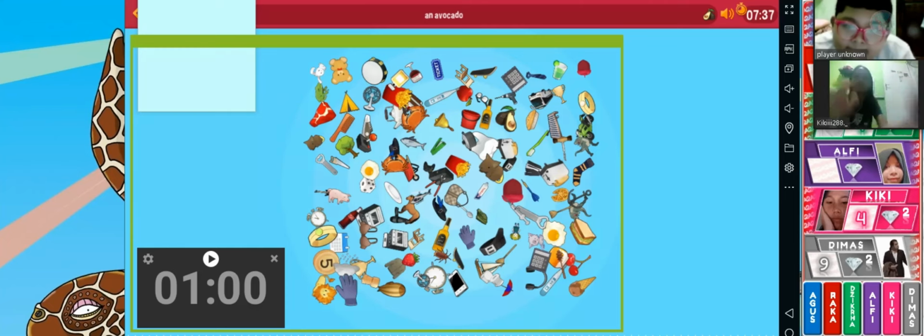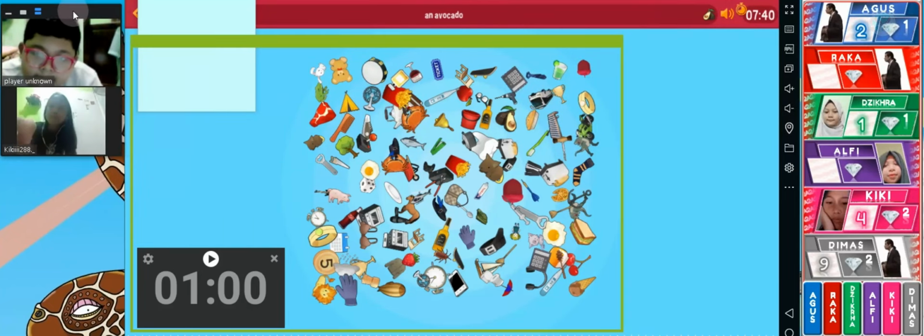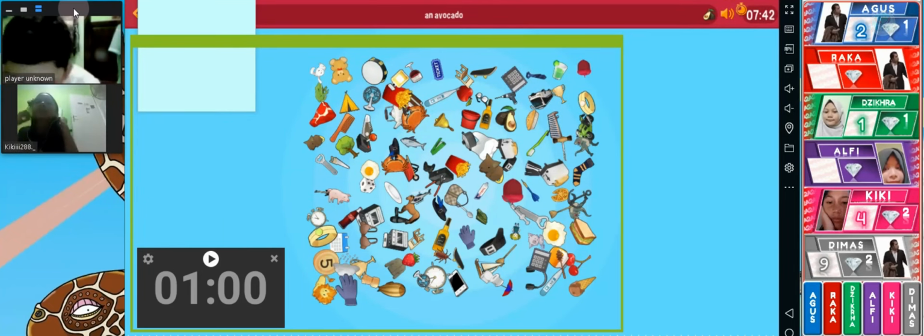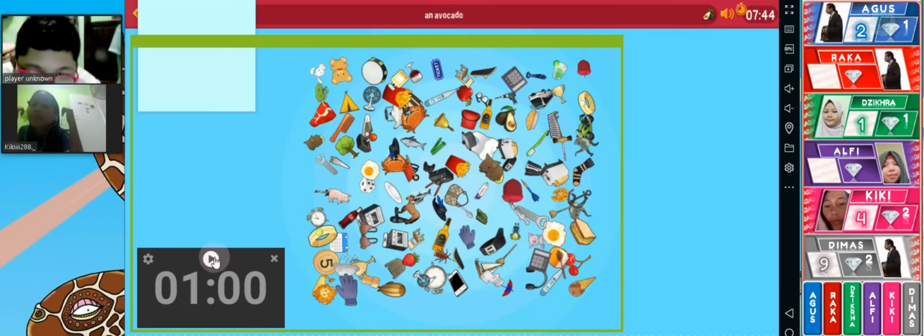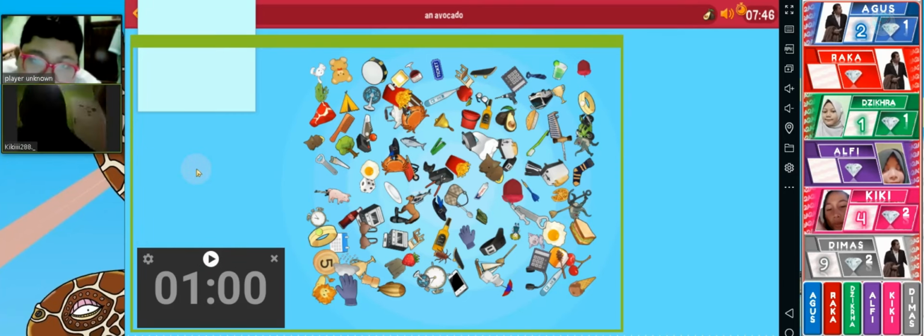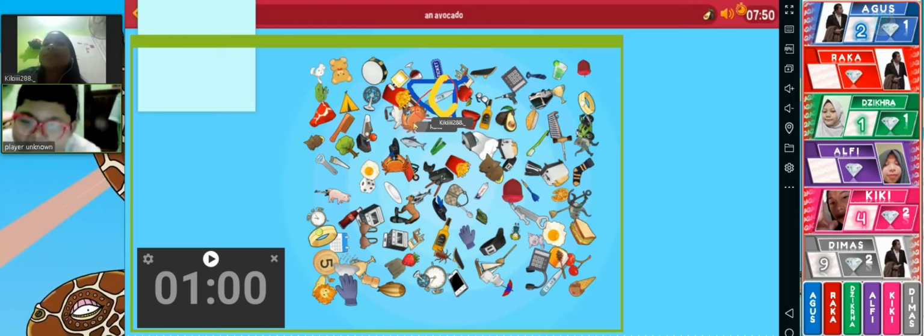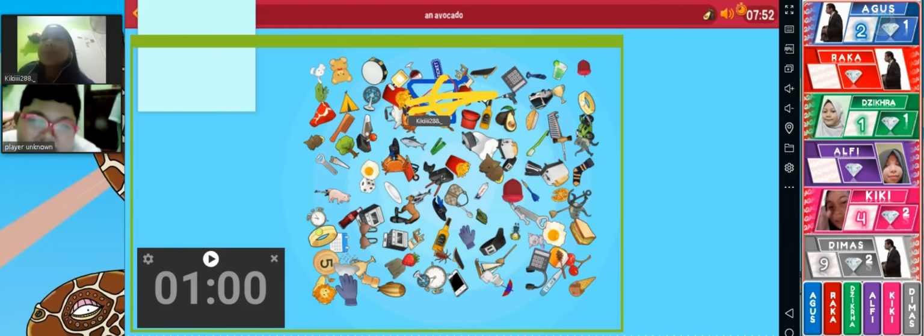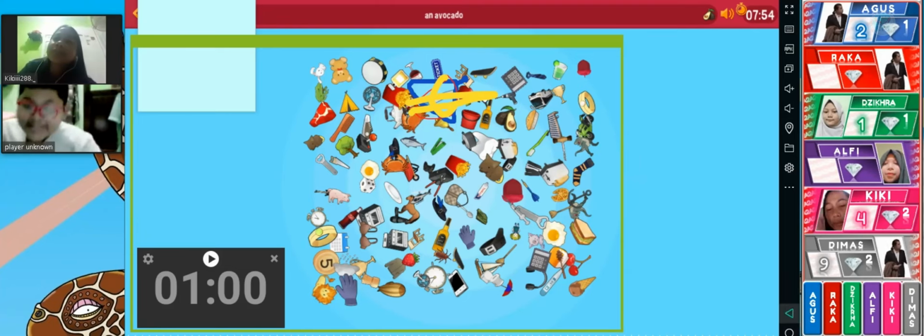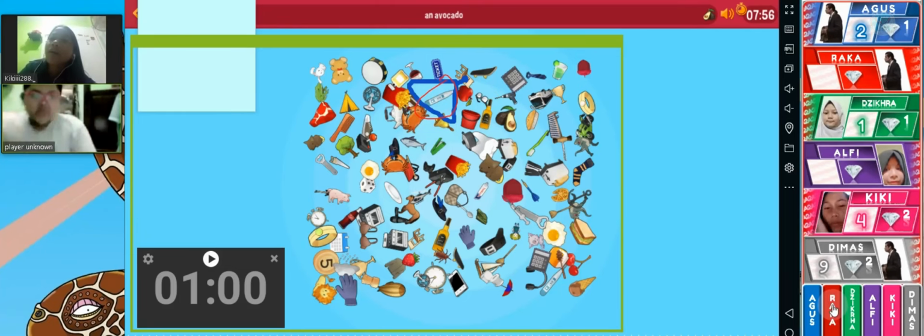So next question. So this is kind of tool that we use to measure body temperature. What is it? So what's the name of the tool? What's the name? Thermometer.